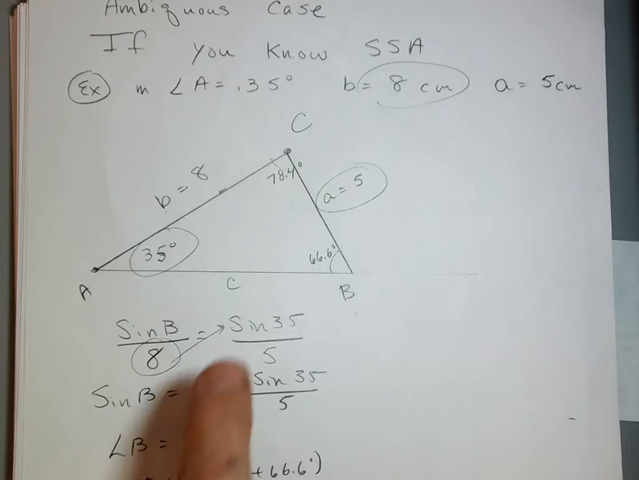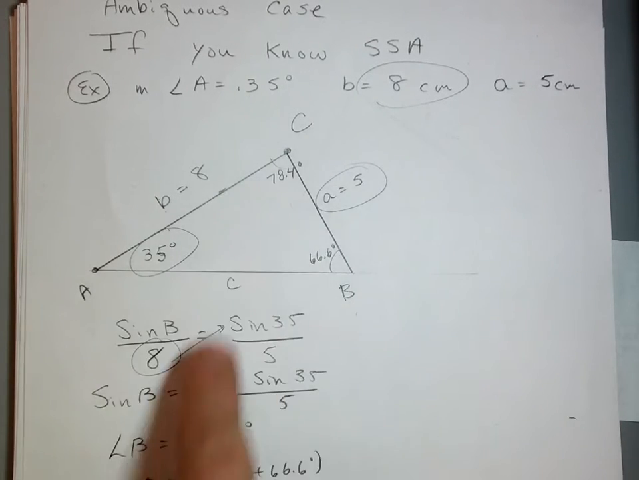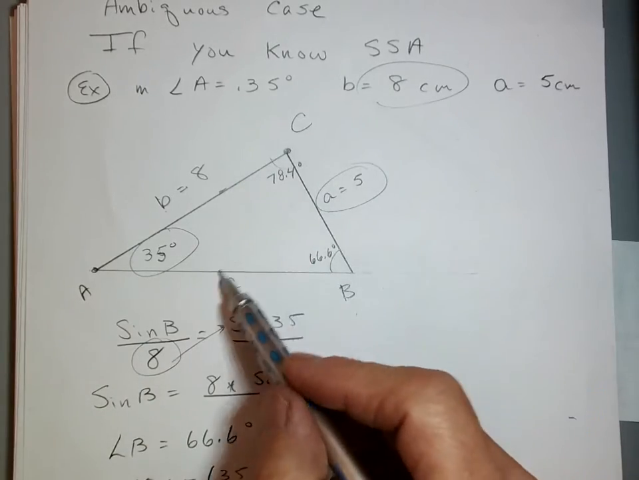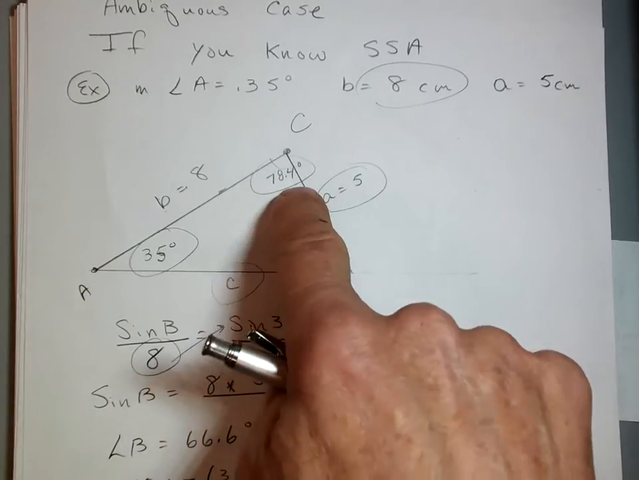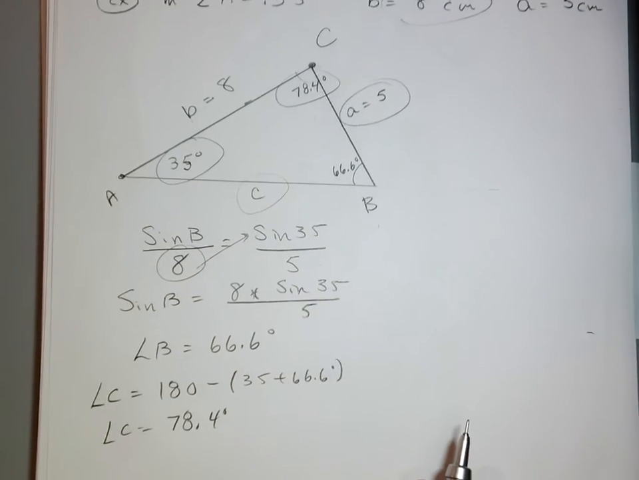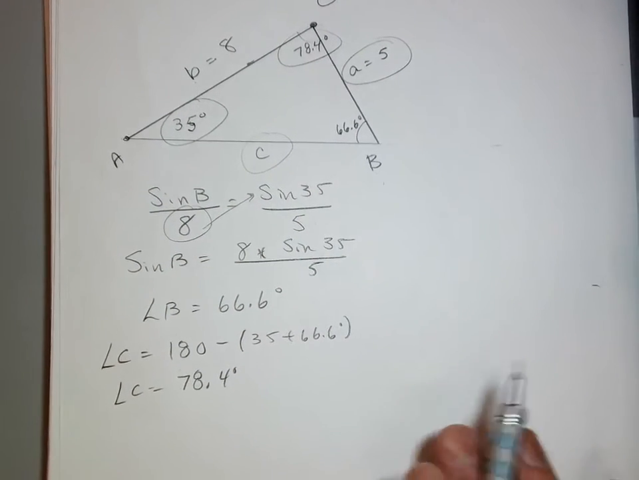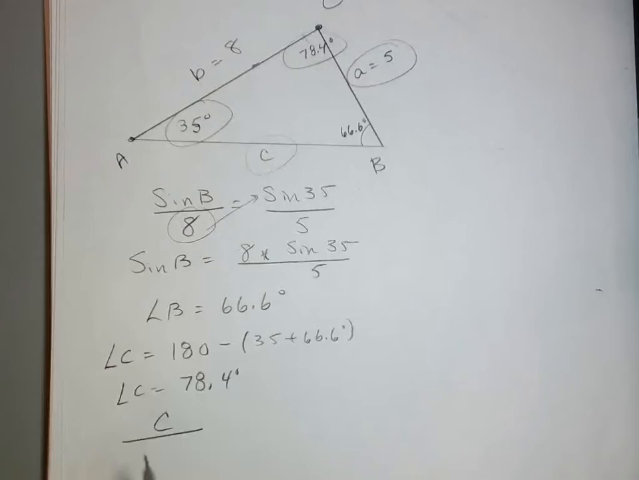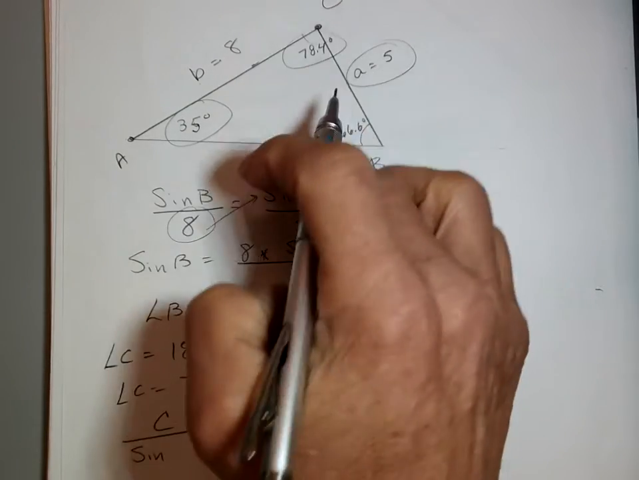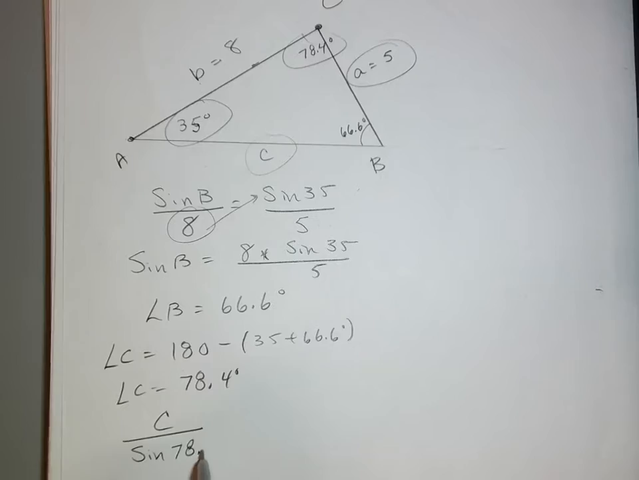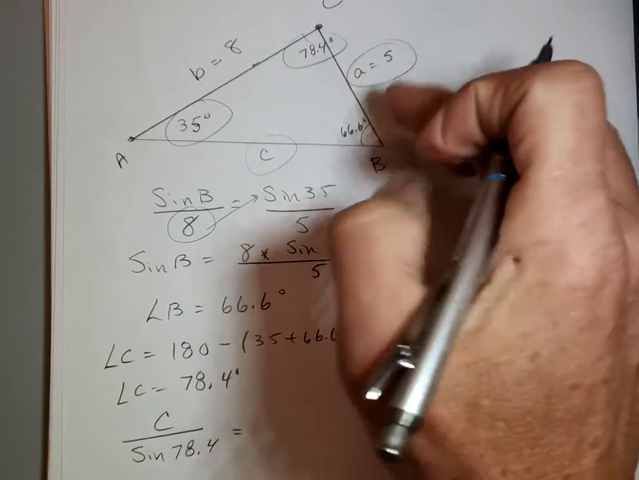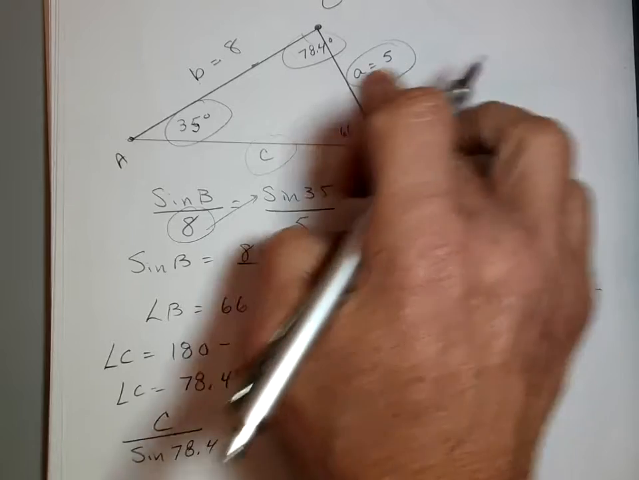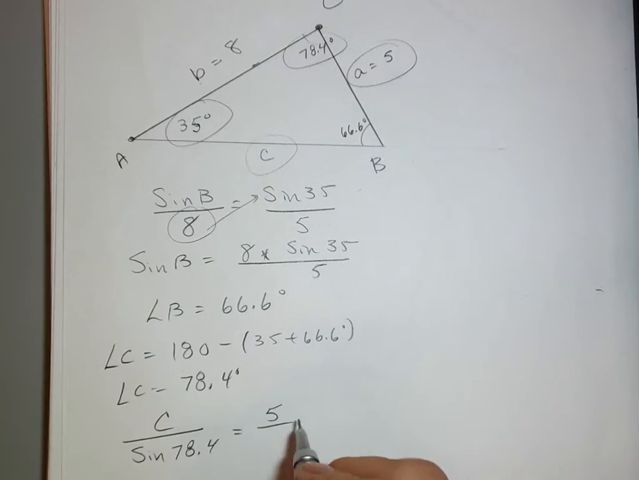And now what I'd like to do is find little c. I'm going to do my opposites again. I've got little c and I've got angle C, so I can set up my opposites. I'm going to go little c, side c, over the sine of its opposite angle, sine of 78.4, equals, same thing, the side 5 over the sine of its opposite angle, which is 35. Okay, and I'm going to solve.